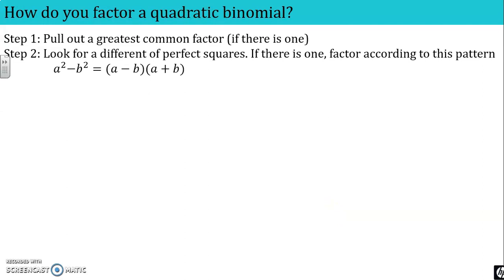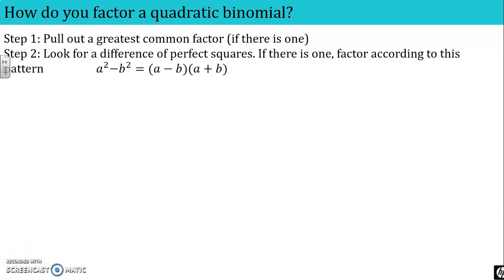So the next question is, how do we factor a quadratic binomial? Here are the steps, and I don't necessarily expect you to understand what these steps mean until I go through a couple of examples. Step one, pull out a greatest common factor, if there is one. And then step two, after you've done step one, is to look for a difference of perfect squares. If there is one, you're going to factor according to this pattern. And once again, I wouldn't expect you to understand what this pattern means without a little bit of further explanation. So if you're feeling lost right now, don't worry, we'll look at examples.